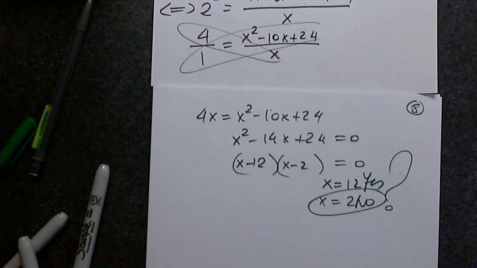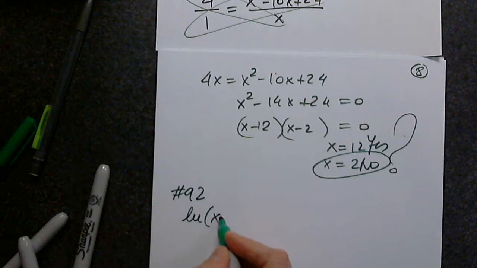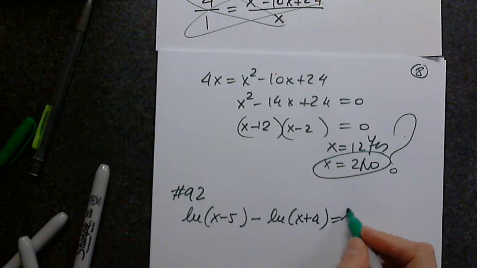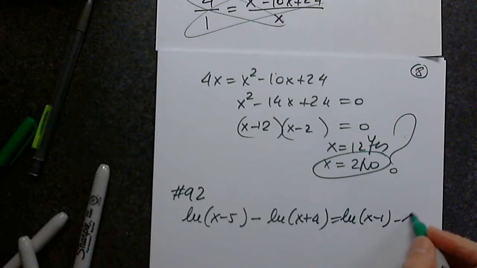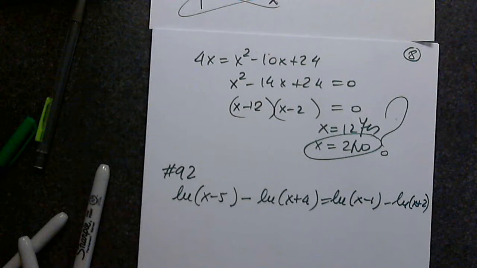Oh, shucks. Let's take a look at 89. Or maybe 92. 92. Natural log of x minus 5 minus natural log of x plus 4 equals natural log of x minus 1 minus natural log of x plus 2. Let's take a moment to copy it down.